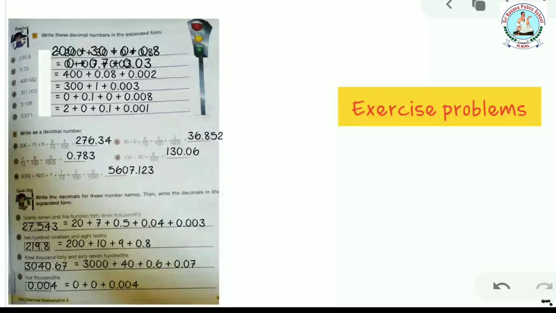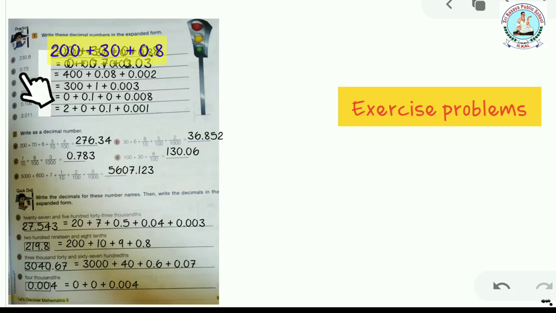Dear children, now let us solve the exercise problems of page number 83. Next, write these decimal numbers in expanded form. Your first number is 230.8. The place value of 2 is 200, the place value of 3 is 30, and the place value of 0 is 0 itself, so we skip it, and the place value of 8 is 0.8.